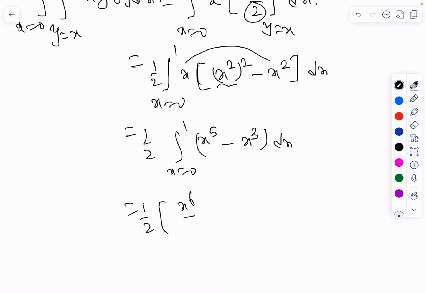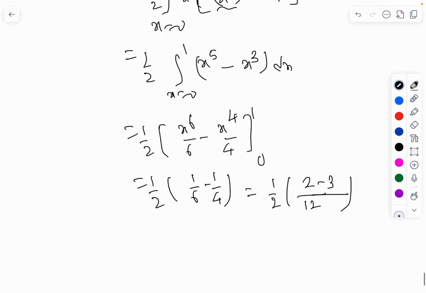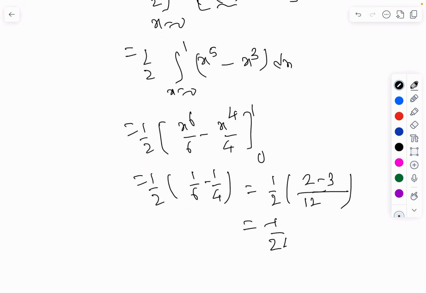And so this is x power 6 by 6 minus x power 4 by 4, 0 to 1. And so this is 1 by 2, 1 by 6 minus 1 by 4. And simplify this. So this is a minus 1 by 12. So that is minus 1 by 24.